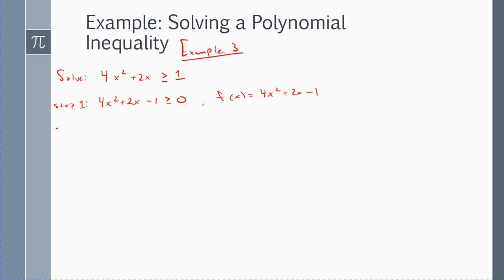All right, so now step 2. You have to solve this. So you set this just equal to 0 and solve. Okay, so here's the thing. This doesn't factor. So this is the extra step that makes this hard. You still have to solve this, and the way you're going to solve this is with the quadratic formula.